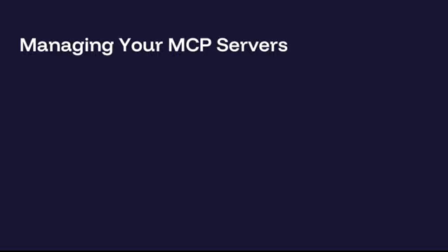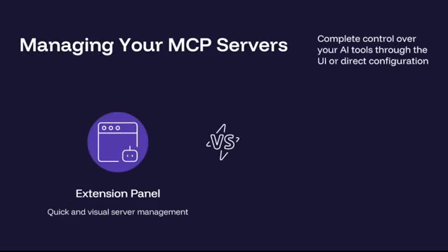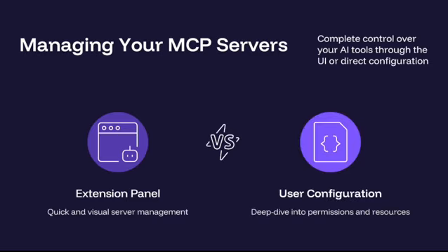Okay, now let's go ahead and understand this topic called managing your MCP servers. Once multiple MCP servers are installed, we need a way to manage all the MCP servers. So Visual Studio Code provides two options. Number one is the extension panel, from where we can easily start, stop, restart, or uninstall any MCP server with just one click. And the second option is user configuration, where we directly edit the mcp.json file. This allows us to control permissions, server resources, configurations, and model access in more detail.